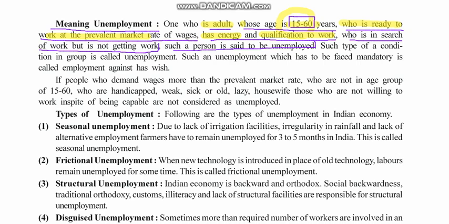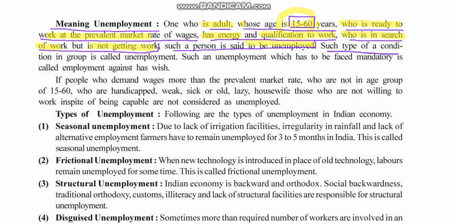And most importantly, who is in search of work. Above all this, he is in search of work. There are a lot of children of rich people who are doing nothing, just enjoying, so they cannot be called unemployed, because they are not in search of work. And in spite of all this, if I am not getting work, then I will be termed as unemployed. So an adult person who is ready to work at market prevalent wages, who has the energy and qualification to work, who is in search of work but still doesn't get work, is termed as unemployed. Okay, let's go further.